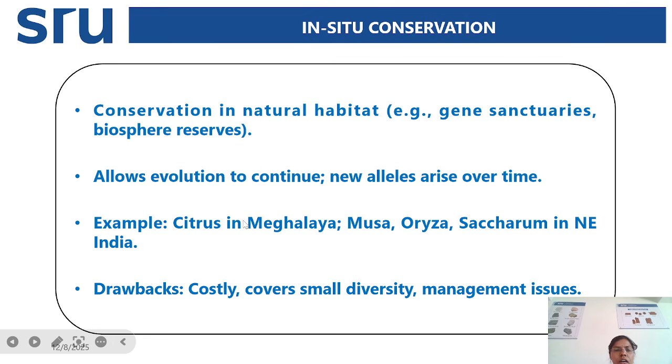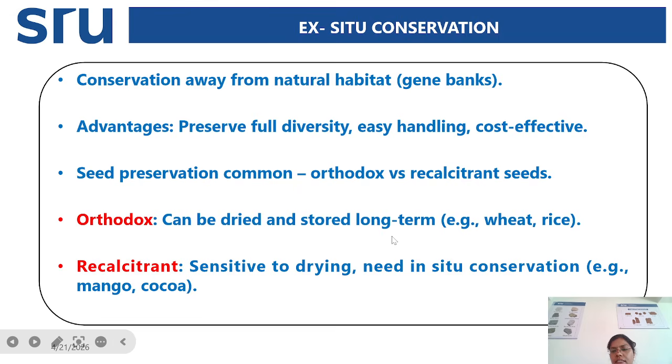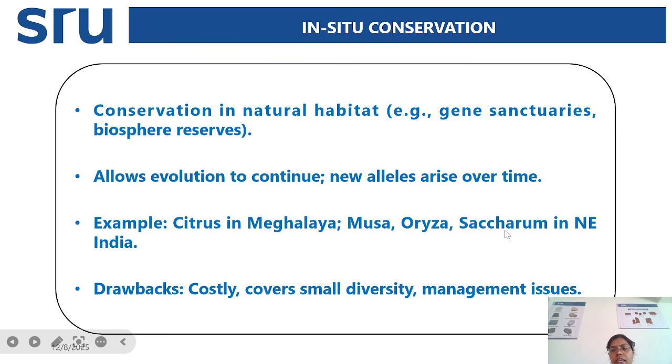And next, for some of the crops there are some conservations for the germplasm. For citrus, the germplasm conservation is located in Meghalaya, and for banana, rice, and sugarcane it is located in northeastern India. The major drawback of in situ conservation is that it is very costly, the handling of germplasm is also very difficult, it covers only a small part of genetic diversity, and it has management issues.